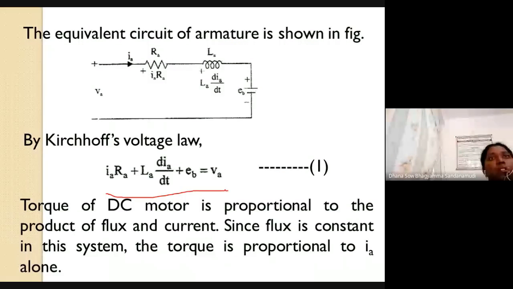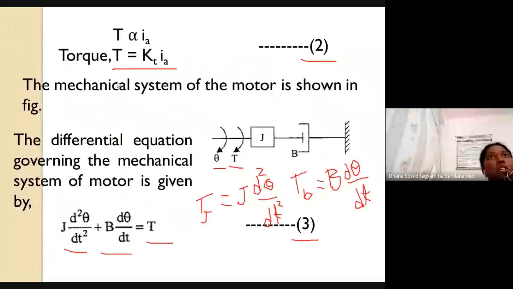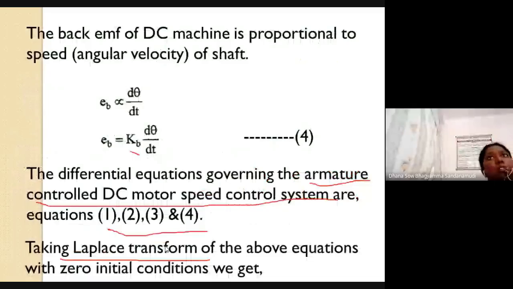You know torque is directly proportional to the armature current, so you remove the proportionality with a constant. Next, you consider the mechanical system in this machine. Consider moment of inertia and friction, and write down the differential equation for this mechanical rotational system. After that, consider the back EMF, which is proportional to the speed of the shaft. Remove the proportionality by some constant. You will get 4 differential equations.